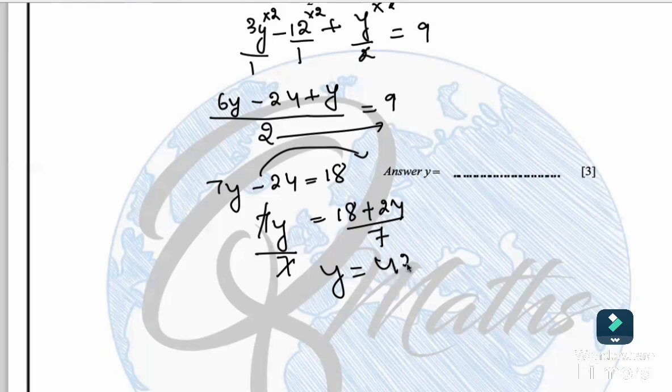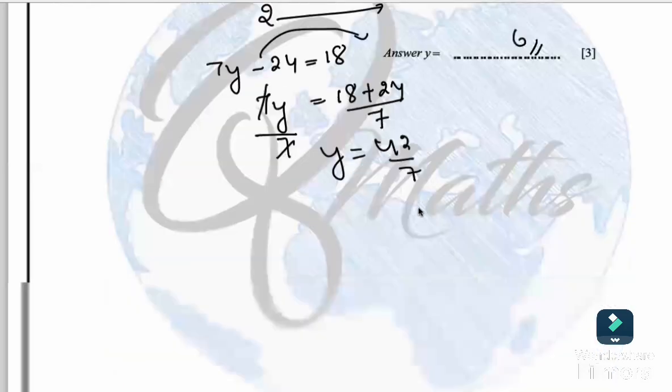Okay, 42 divided by 7. So 42 divided by 7 becomes 6, right? Yeah, which is going to be 6. Therefore, the answer for y is going to be 6. Very simple solving of linear equations.